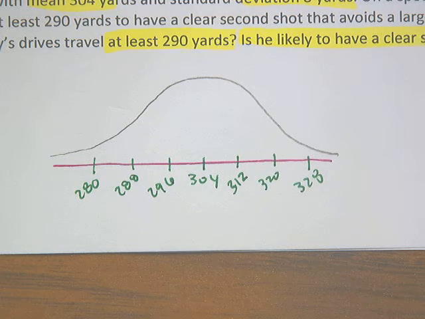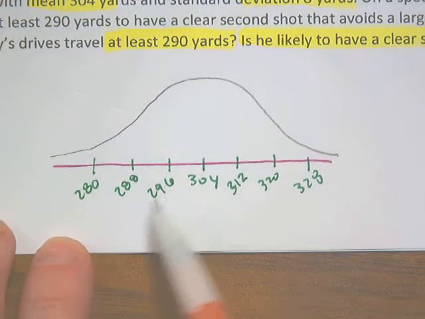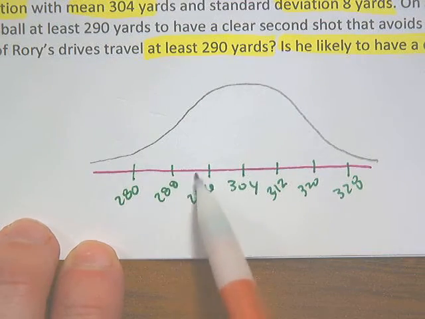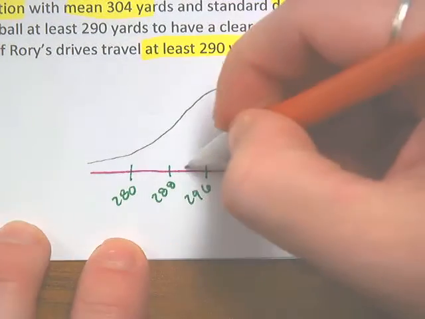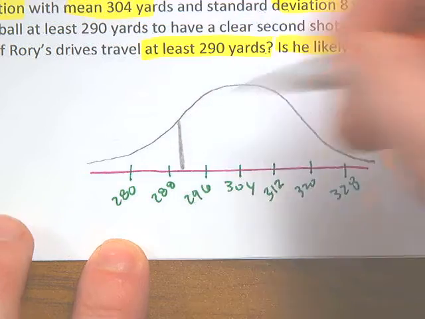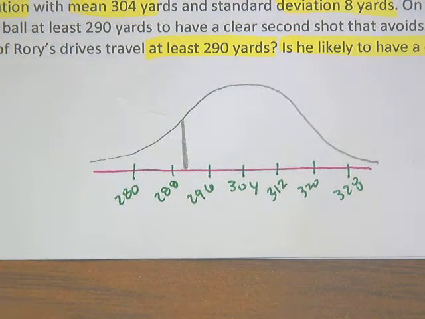Now, to get a clear second shot that avoids a large group of trees, he needs to hit the ball at least 290 yards. Okay, that 290 is where I'm going to draw my vertical line. So I'm going to estimate that somewhere right about here. Well, in the last two problems, we've shaded to the left. But he needs to have a drive at least 290 yards, which means 290 yards, or, hey, even better, more than that. Because then he'd really have a good second shot. So, shade to the right.